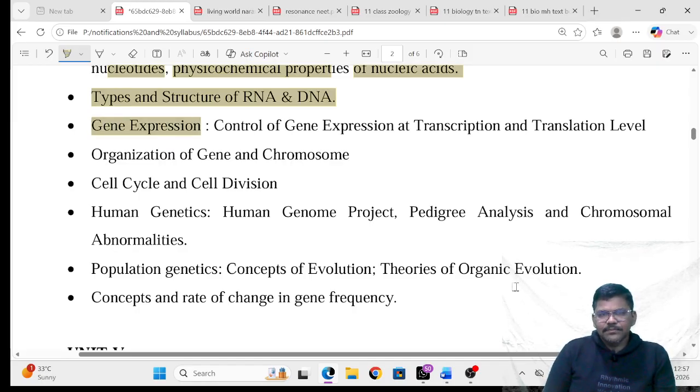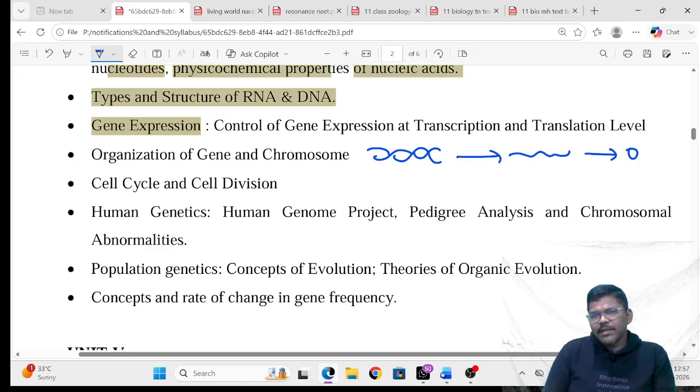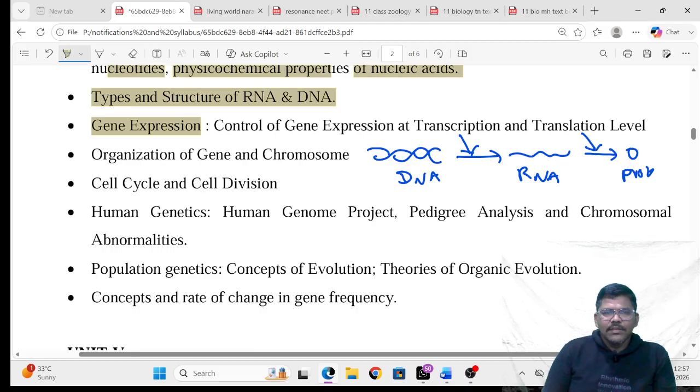Gene expression, how DNA does its function, that we can see in gene expression. In gene expression, DNA becomes RNA, and RNA becomes protein. DNA, RNA, protein. This is called gene expression. Transcription means conversion of DNA into RNA. Translation means conversion of RNA into protein. Then you need to read organization of gene and chromosome.